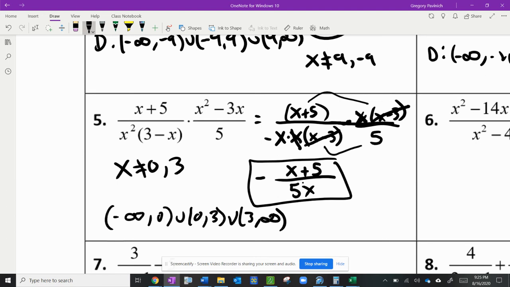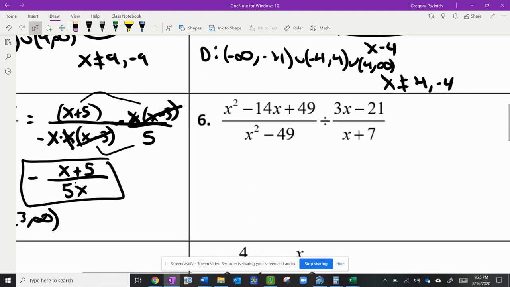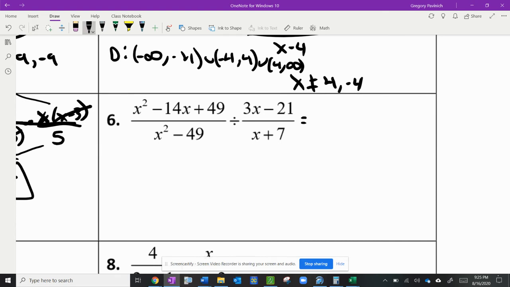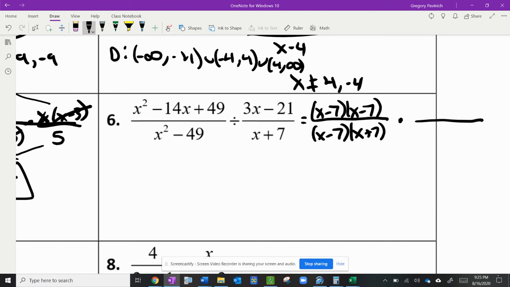So multiplication, not much different than what we've just been doing. Division, same thing, except remember leave, change, keep. So I'm going to do all that at once. If you're going to do these, might as well just factor the first one out. Remember that one stays the same. You leave it alone. So this one looks like a difference of squares, x minus 7 times x plus 7. And then I'm going to reciprocate, right? Leave, change, flip. So the x plus 7 numerator, pull out a 3, 7 denominator.